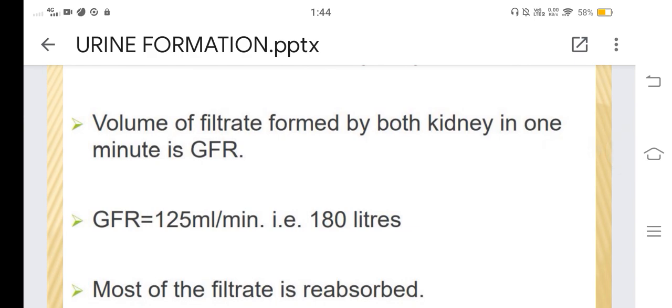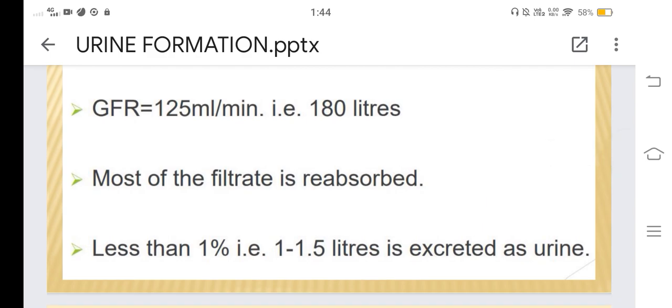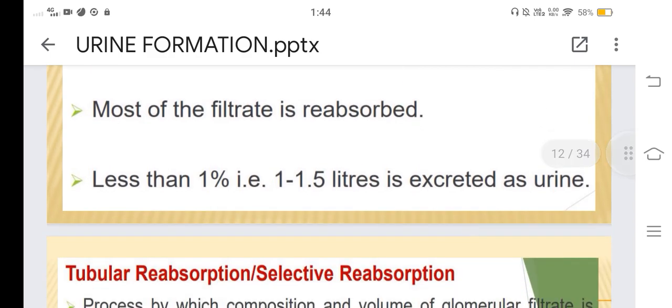Then GFR, or glomerular filtration rate. The volume of filtrate formed by both kidneys in one minute is the GFR. GFR is equal to 125 ml per minute, which is about 180 liters per day. Most of the filtrate is reabsorbed. Less than 1%, about 1 to 1.5 liters, is excreted as urine.